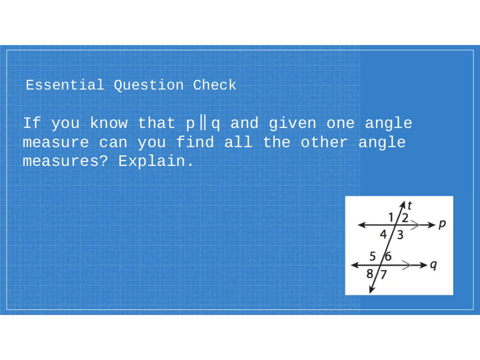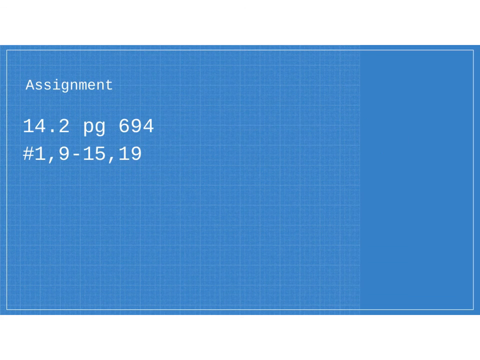And then our check-in: if you know that P is parallel to Q and given one angle measure, can you find all the other angle measures? It's going to be a yes or no, but the important part is I want you to explain. In class they may give you an angle and another one, and I want you to tell me how you can show that those two angles are the same or how they're not. And then last, your assignment.